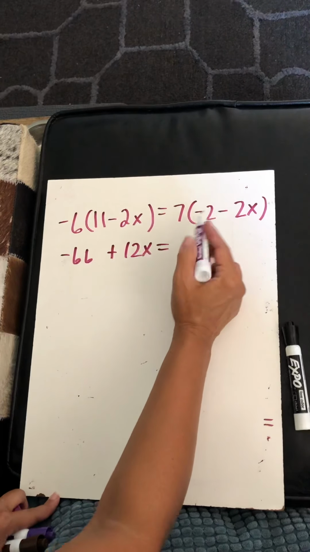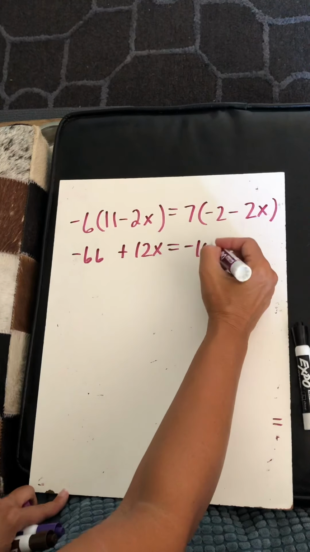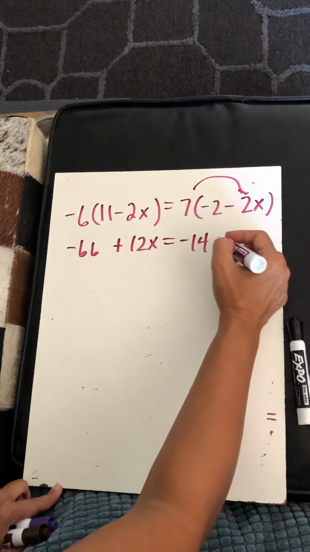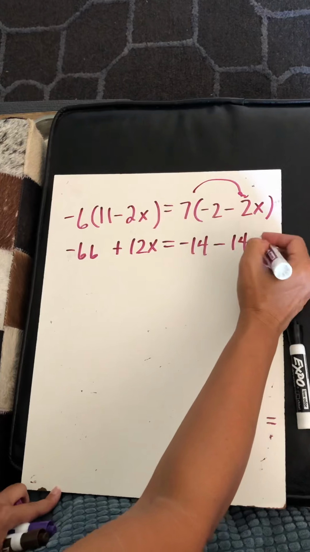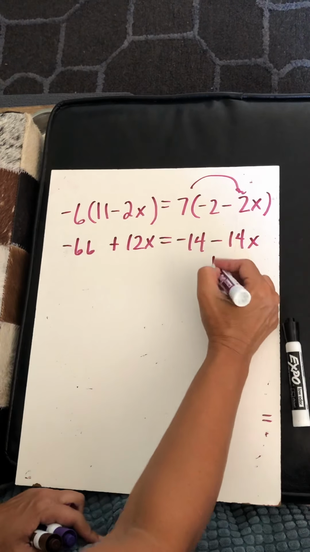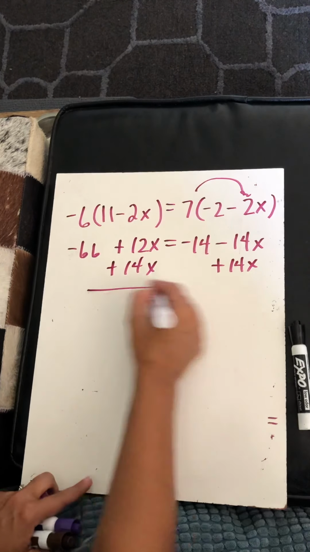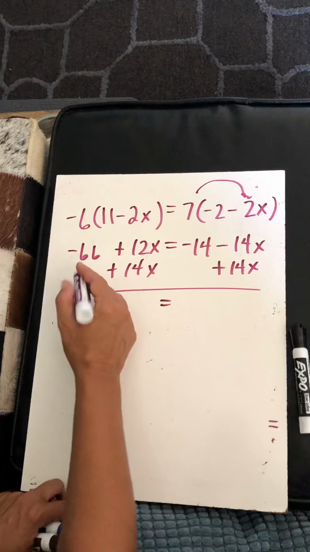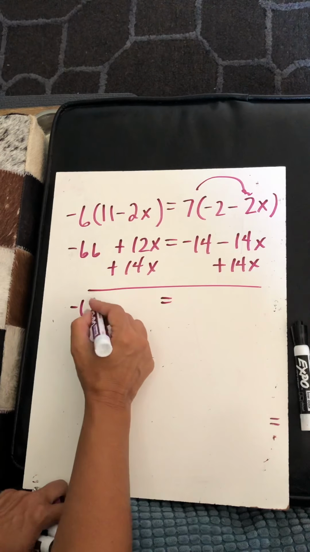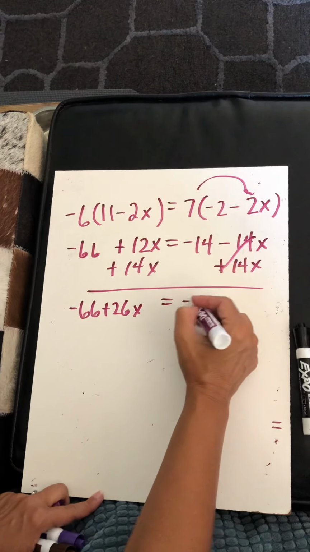Now it'll be set equal to, you're going to distribute the 7. 7 times negative 2 is a negative 14. 7 times negative 2x will be a negative 14x. Then we want to get the variable on one side and the constant on the other. So I'm going to go ahead and add 14x to each side. Make sure you're using proper format so you're lining up your equal sign. So on the left side I have negative 66 plus 26x equals now negative 14.